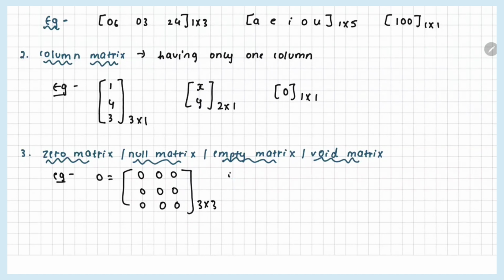A matrix in which all elements are 0. That's all. So zero, null, empty or void. It contains all the elements, see here 0, 0, 0, so all elements are 0. Let's move on to the fourth matrix.